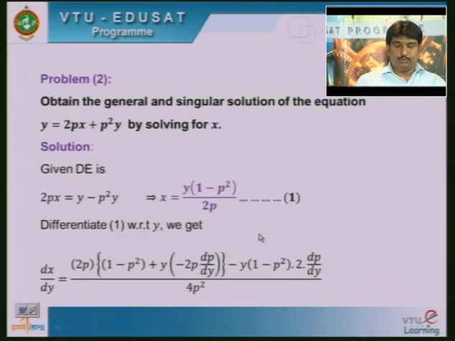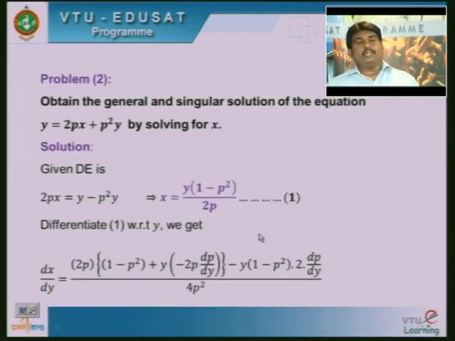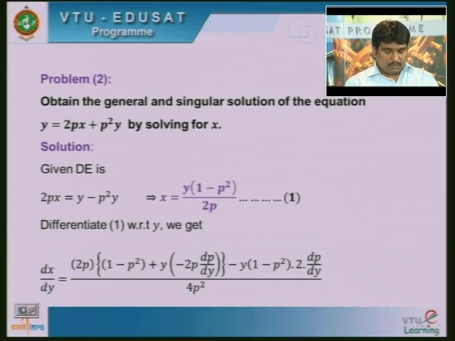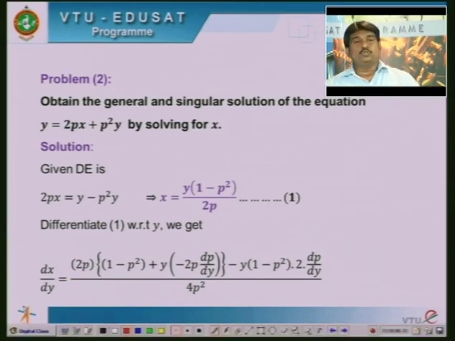It cannot be obtained from this general solution. Problem number 2. Obtain the general and singular solution. Okay, in the previous one, the singular solution was not asked. Now here it's specified. You have to find both the general and singular solution of the differential equation y equals 2px plus p square y by solving for x.